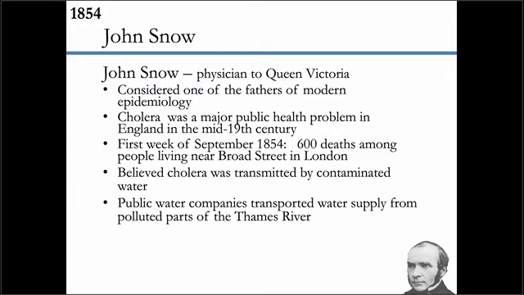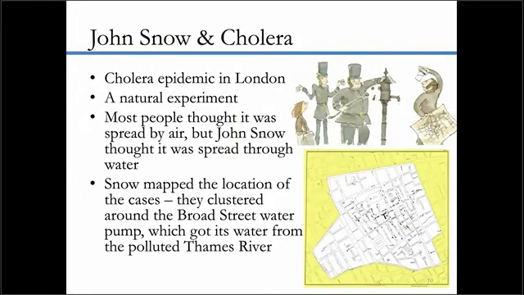And at the time, public water companies transported the water supply to the Broad Street area of London from polluted parts of the Thames River. And so what John Snow did is he did a natural experiment where he mapped out where people were getting cholera and also where people were getting their water from. And what he noticed is that most of the cases of cholera were clustered around the Broad Street water pump, which is where people were getting their water from in that area.